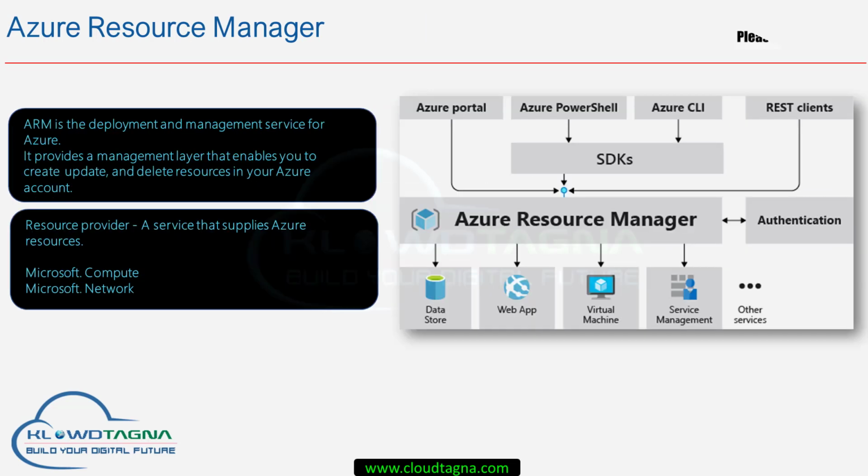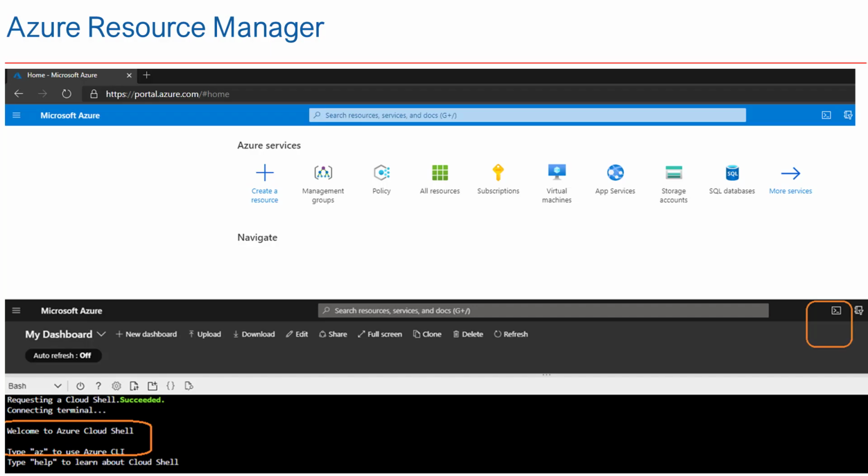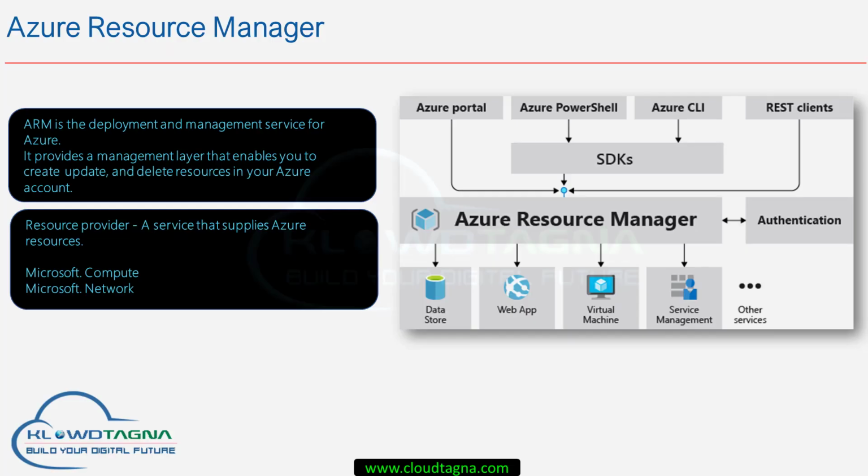Azure Resource Manager or ARM is the deployment and management service in Azure. So there are several ways to access ARM, such as Azure Portal, Azure CLI, Azure PowerShell, in order to manage your Azure resources. That's the end of this module.